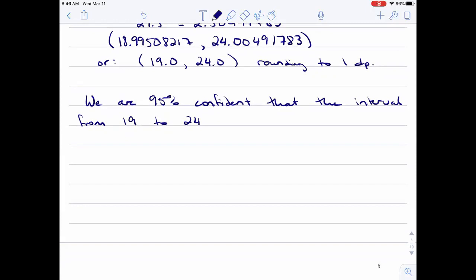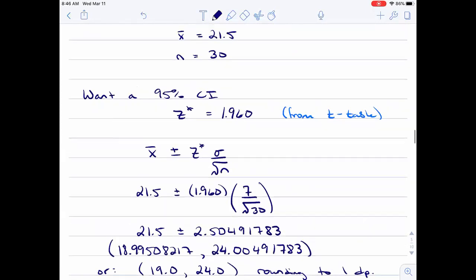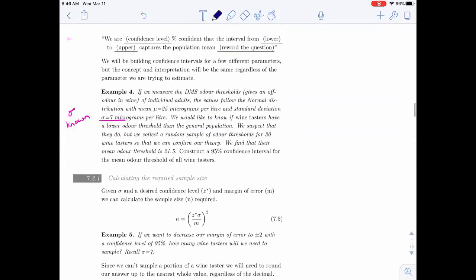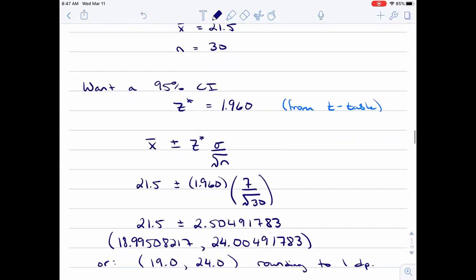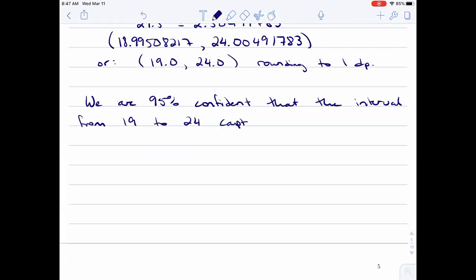We're 95% confident that the interval from 19 to 24 does what? Captures the population mean odor threshold for wine tasters, right? And if you go back to the question, I asked you to build a confidence interval for the mean odor threshold of all wine tasters. All wine tasters, that's the population. So we can be a little bit flexible there. In fact, captures the mean odor threshold of all wine tasters. Let's just steal the wording exactly from the question. Captures, and that's going to be kind of a key word, captures the mean odor threshold for all wine tasters.